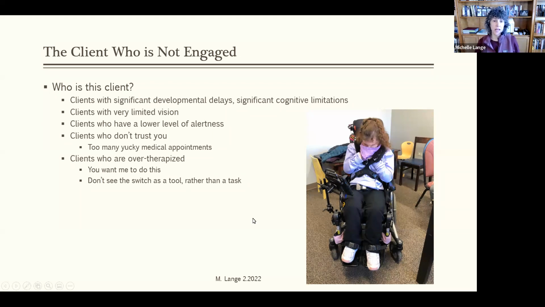It may be this client has a lower level of alertness. This can be also due to cognitive involvement, such as a brain injury. It might be the client doesn't trust you, that white coat syndrome. I don't think I've ever had to wear a white coat, but it doesn't matter. A lot of our clients have had a lot of very negative experiences with healthcare professionals. And so it's important that we create a very welcoming and safe environment.